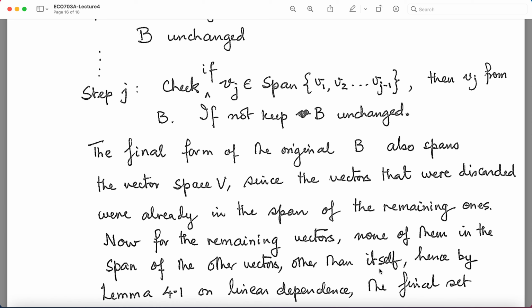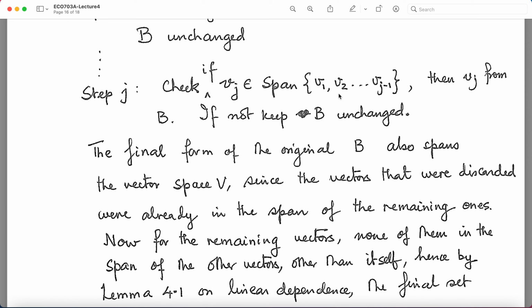For example, when I have V1, V2, I throw away V3 and then I have V4, then V4 now takes the place of V3 and then we have to check with V1, V2 again in that way. So, what happens? In the final list there is no such Vj which is in the span of this, because any such Vj has been already thrown out.